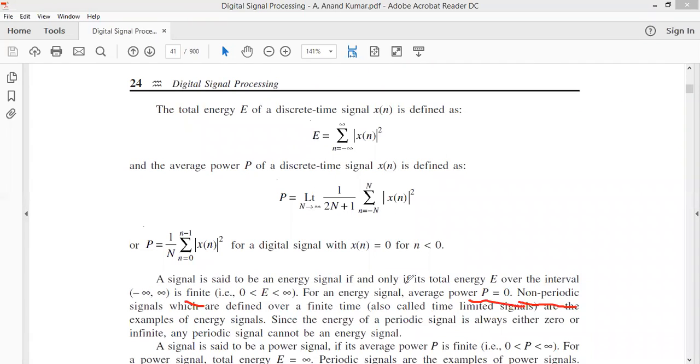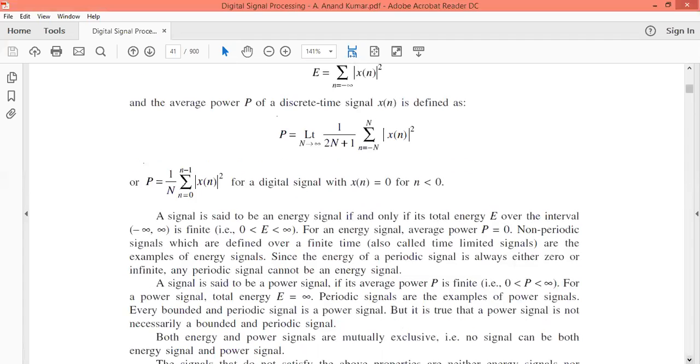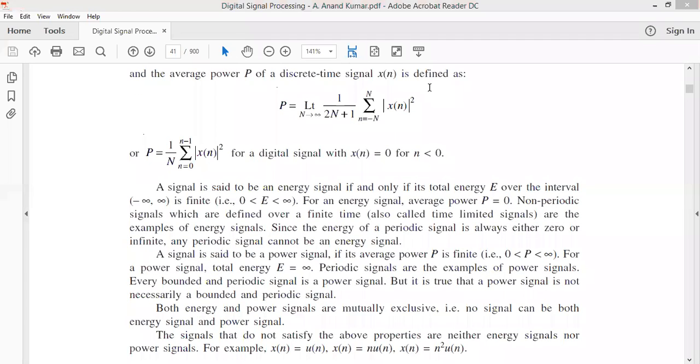Similarly, what is a power signal? The energy of a power signal is always either zero or infinity. Usually the power signal will have infinite energy, and the power will be finite. For power signals the power will be finite, and the energy for a power signal will be infinity. Those signals are called power signals.